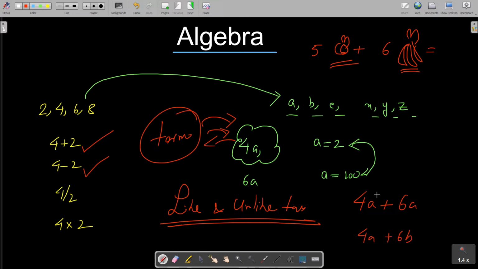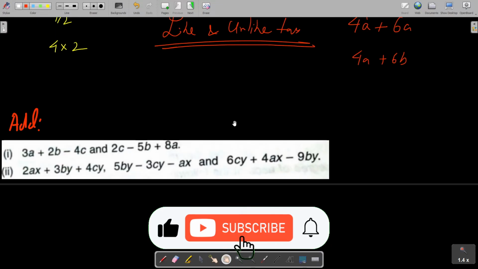Got it? Now, a term can be a mix of different variables. For example, it can be 4ab plus 6ab. So we can only add the terms when they have the same variable, just like the example of apples and bananas. Okay, so let's start with one question.